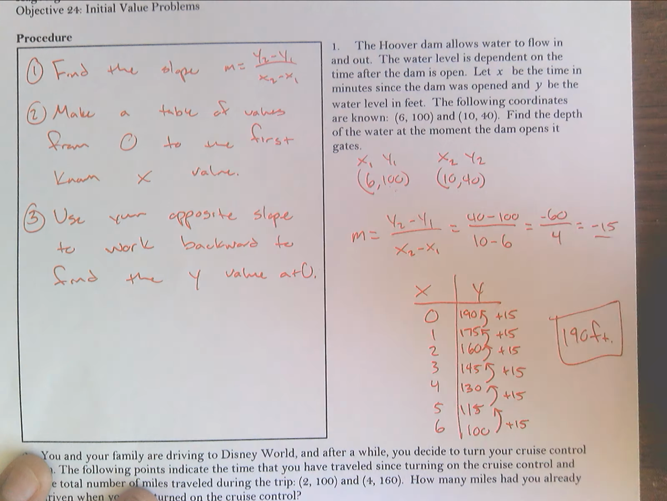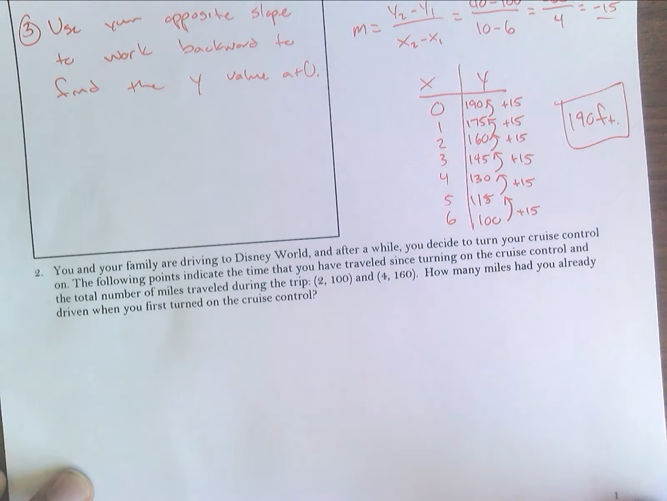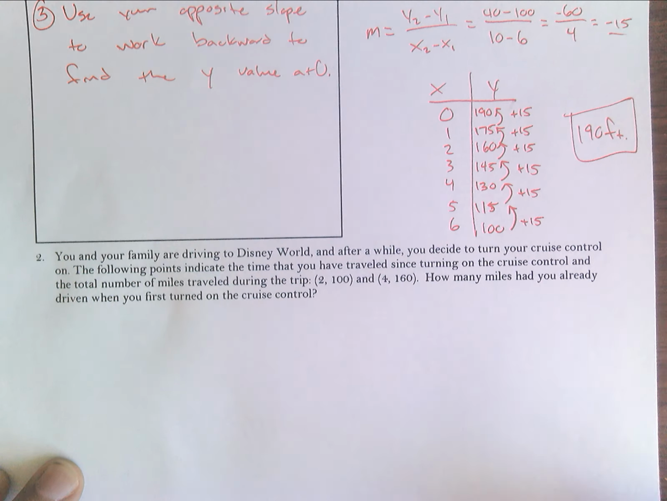Let's try another example. You and your family are driving to Disney World, and after a while you decide to turn on your cruise control. The following points indicate the time that you have traveled since turning on the cruise control and the total number of miles traveled during the trip: (2, 100) and (4, 160). How many miles had you already driven when you first turned on the cruise control?